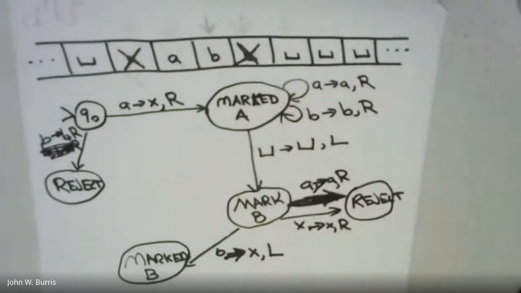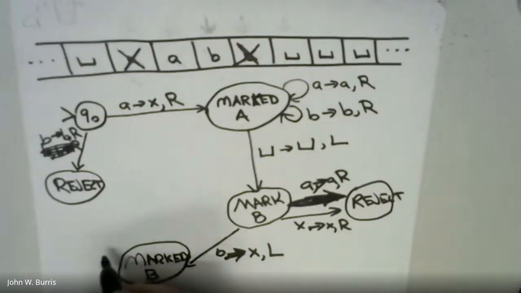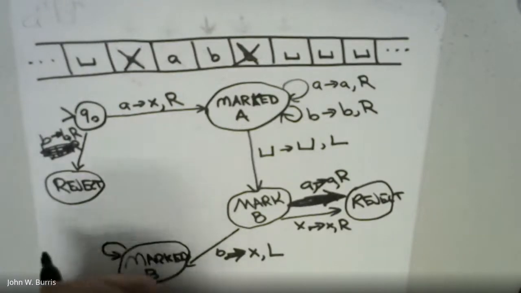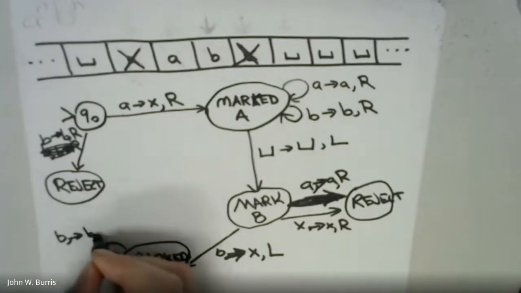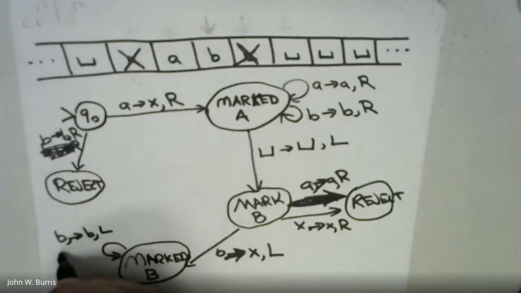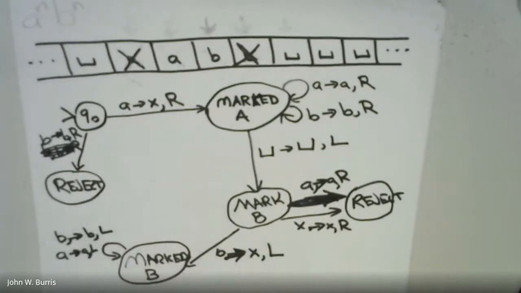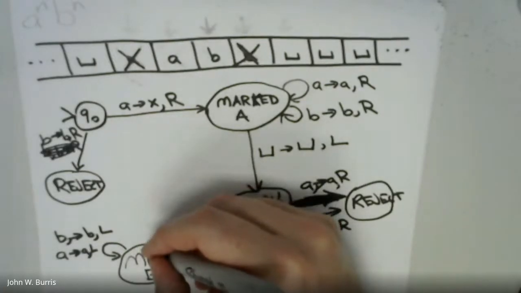And now, what are we going to try to do? We're going to try to find an A. All right. So from where we're at, marked B, we want to skip over all of the B's. We want to skip over all of the A's. Yes, I said all of the A's. All right. Until we find an X.